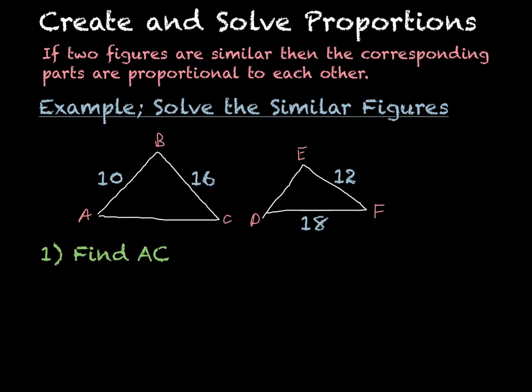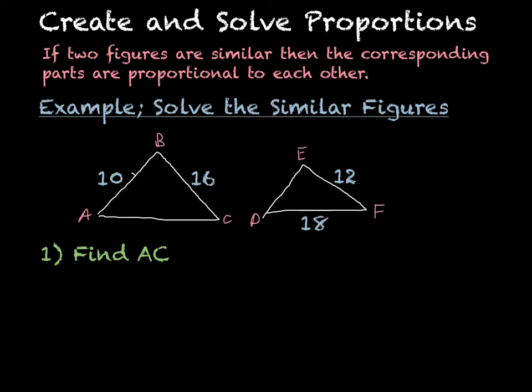Creating and solving proportions. If two figures are similar, then the corresponding parts are proportional to each other. So let's do an example of similar triangles, and then in the next examples we're going to make our own similar triangles. The first thing we're going to note is triangle ABC is similar to triangle DEF, and we have a few of the sides.